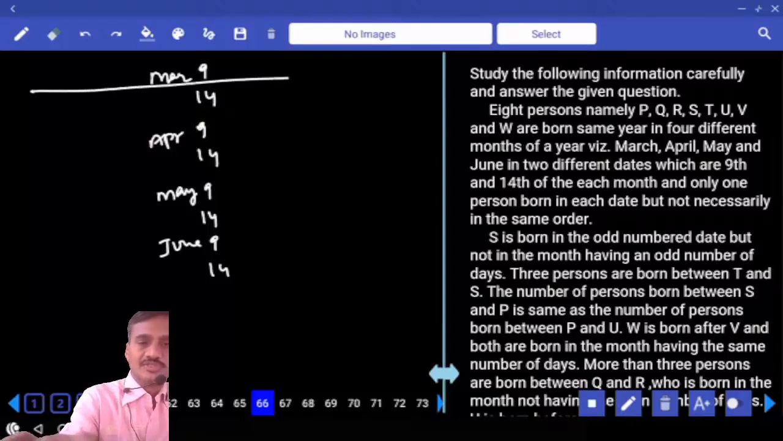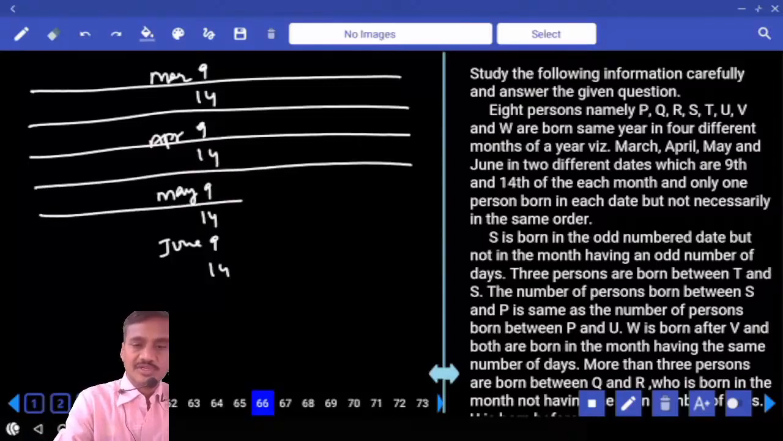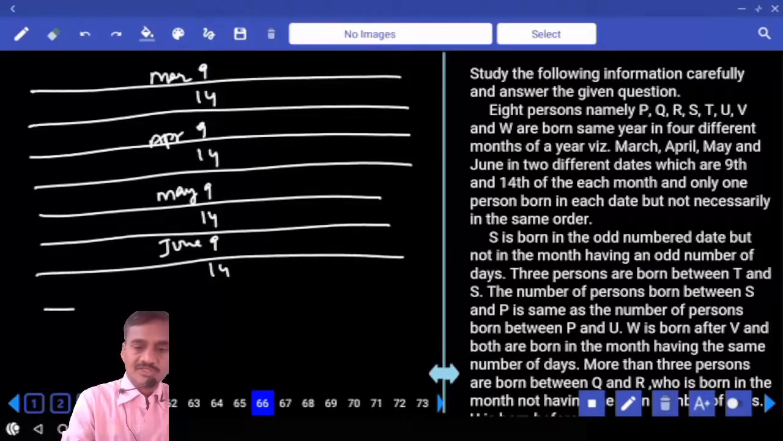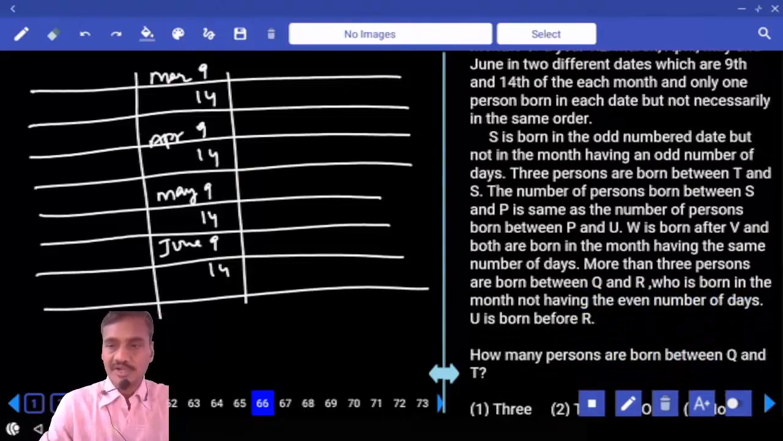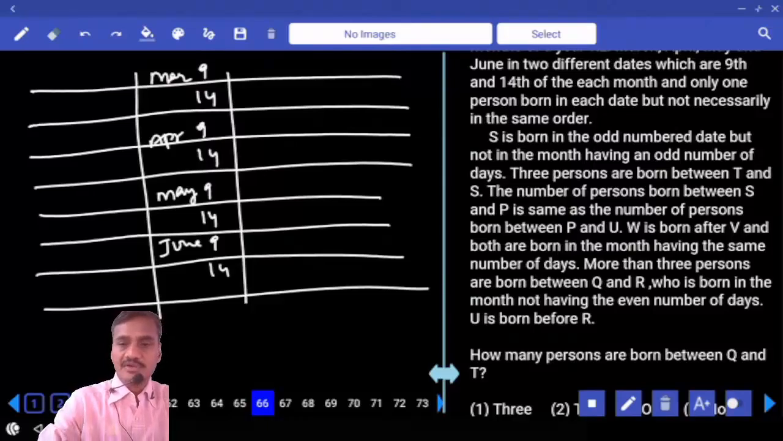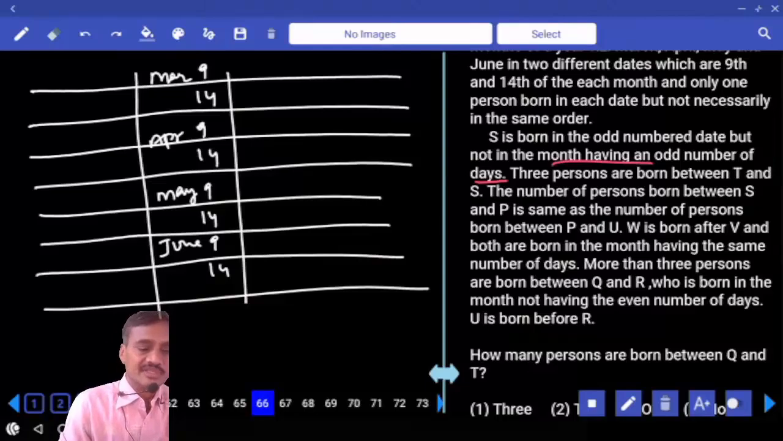Now we have 4 months and 2 persons in each of these months. Altogether we have some 8 persons. Now we need to identify who was born on which date. And coming to the first one, S is born on an odd number date, but not in a month having odd number days. Not odd number days means S must be born in a month having even number days, meaning S can be either in the month of April or in the month of June.